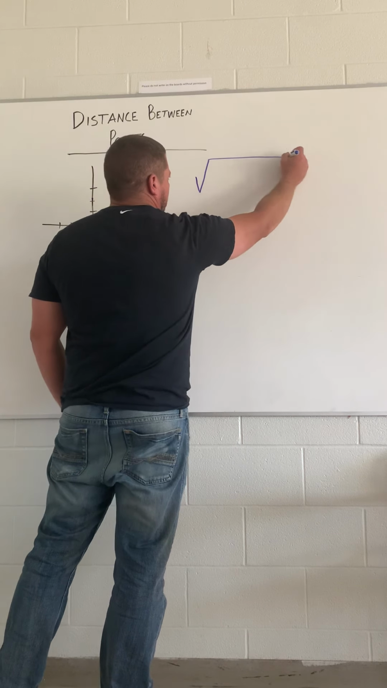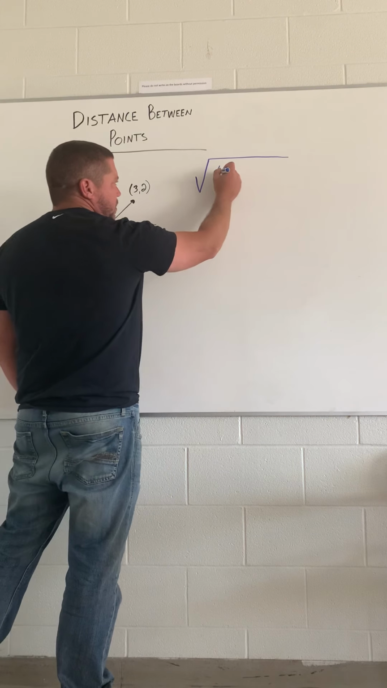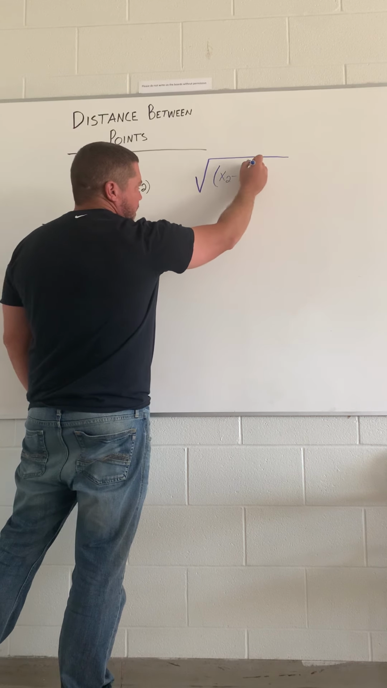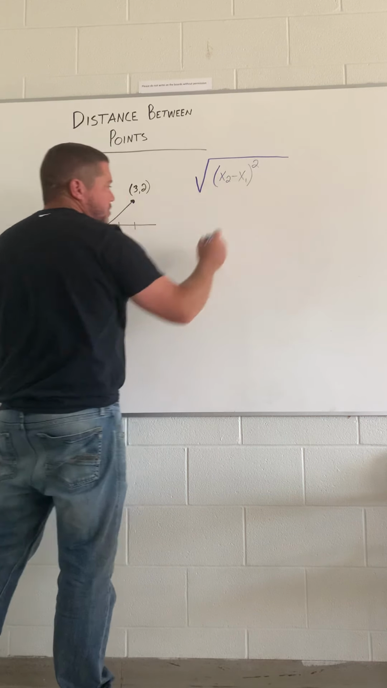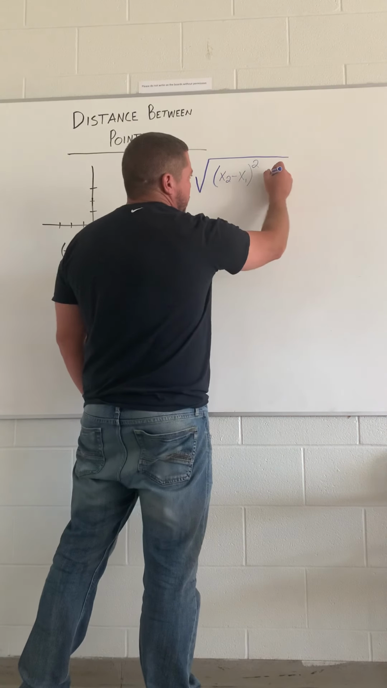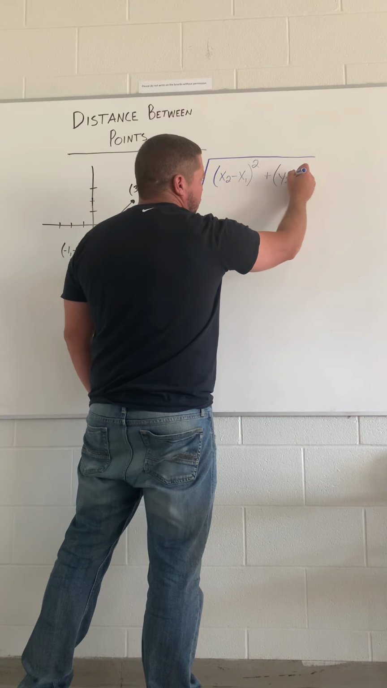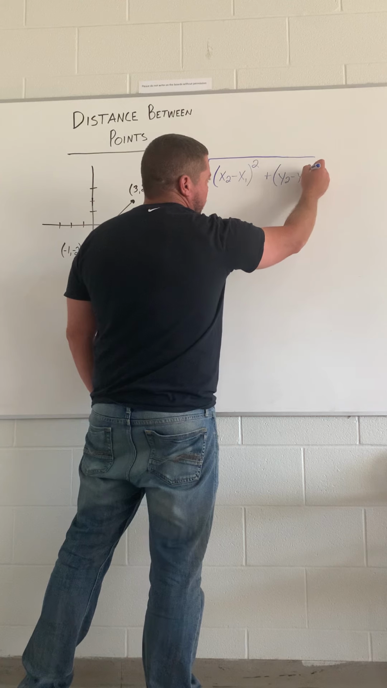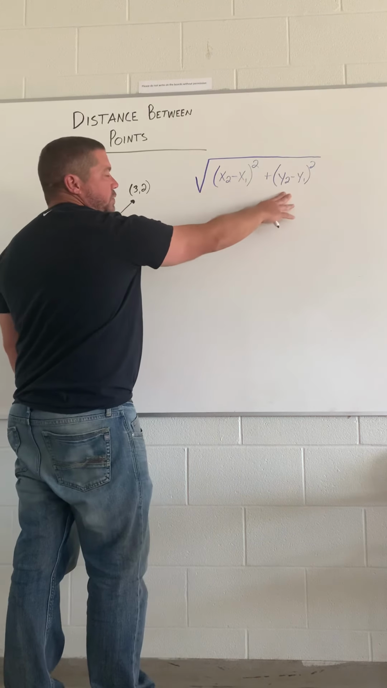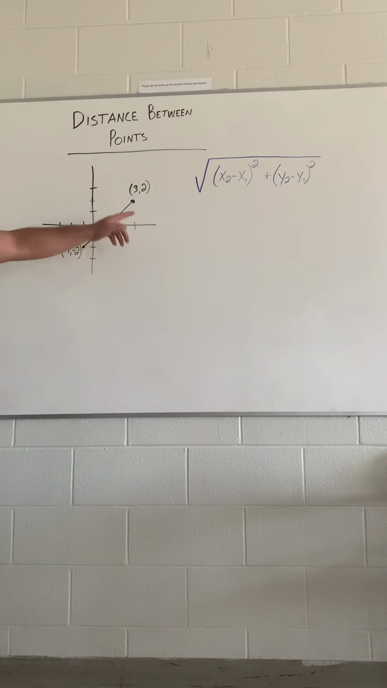So we're going to take the square root of our x points: we take our second x, subtract our first x, and then square it. And we're going to add that to our second y point, subtract our first y point, and square it. Now notice we're going to do all of this before we take the square root of everything. So we can plug in our points.